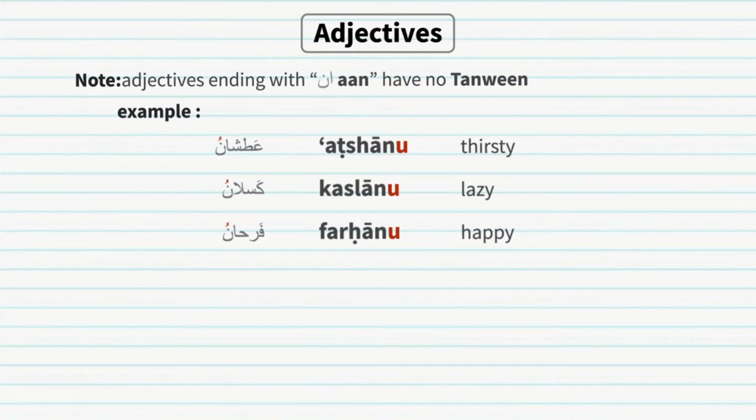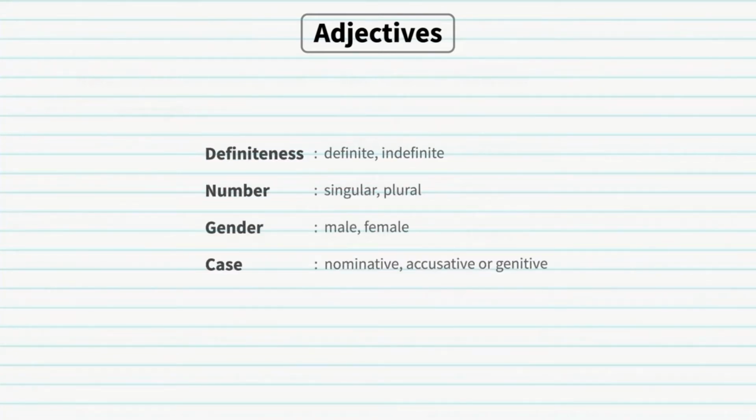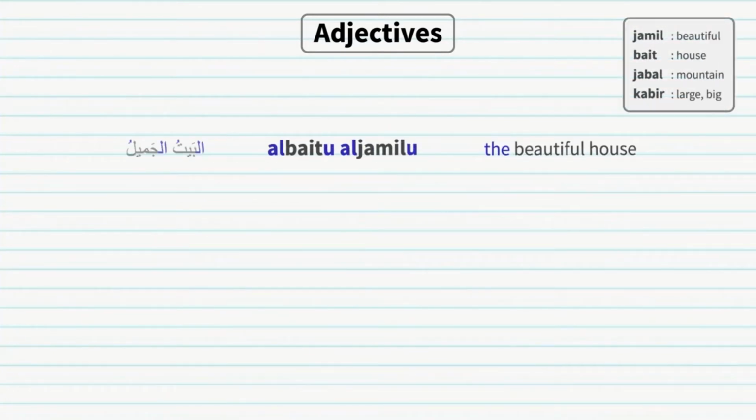In Arabic, when you're using an adjective with a noun, the adjective must agree with the noun in definiteness, number, gender, and case. Look at this example. The beautiful house. Al-baytul jamilu. The literal meaning is the house, the beautiful. Both the noun and adjective are in the same state, which is the definite state.